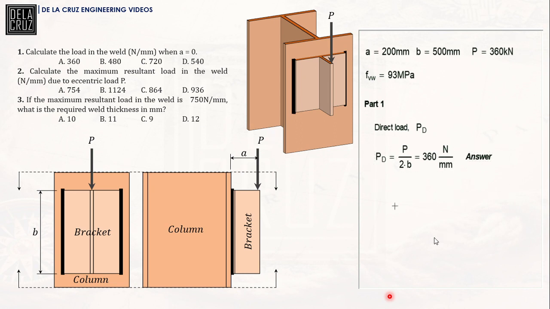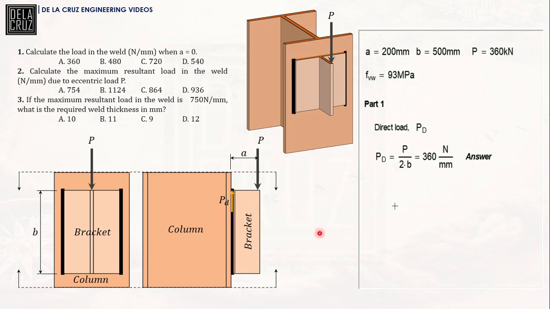How about part 2? Calculate the maximum resultant load in the weld in newtons per millimeter due to eccentric load P. So we'll be considering the eccentricity now. Take note, if our P does not act directly at the centroid of the weld group, we should account for the torsional moment or the bending moment. Now, try to imagine this one. Because of this load P here, it will create a moment. And by the way, this is our P, the PD will be focusing on the critical portion of the weld here.